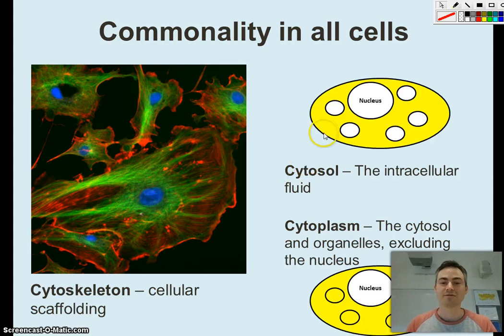Of course, the cytosol is the fluid, the intracellular fluid that we find in a cell. It's the thing that bathes all the organelles and bathes the nucleus. It contains largely water, some dissolved ions, and probably a lot of proteins as well. But it's the fluid. The cytoplasm is the cytosol plus all of the organelles that it's bathing, except for the nucleus. So it's a strange distinction, but it's an important one to make.